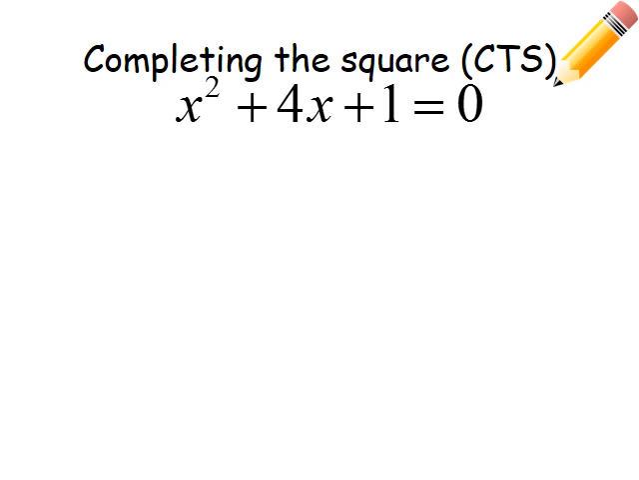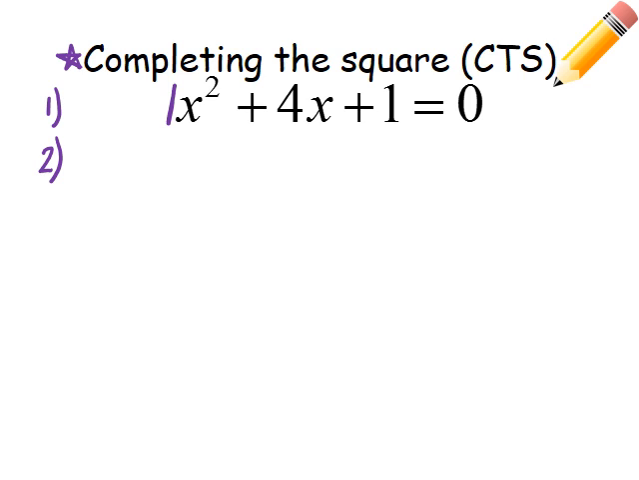The first thing we notice is that I can't factor this problem. There are no factors of 1 that can give me a 4. Therefore, I have to use completing the square. Let's start with our first step. Make sure the leading coefficient is 1, and it is. So I don't really need to do anything for this step.